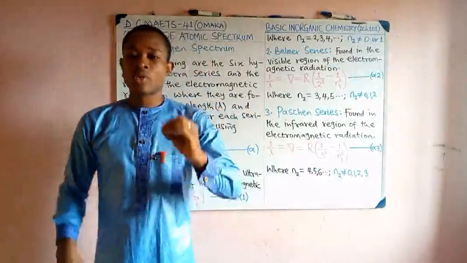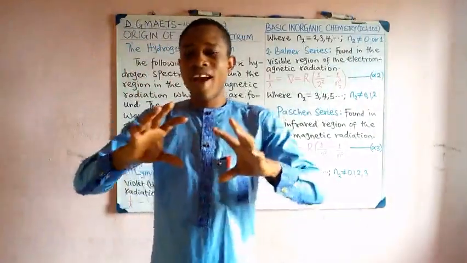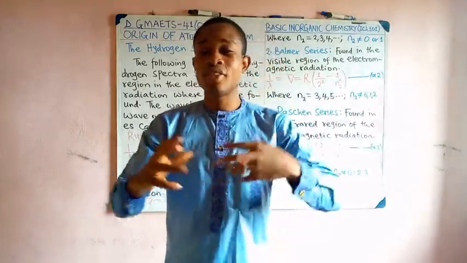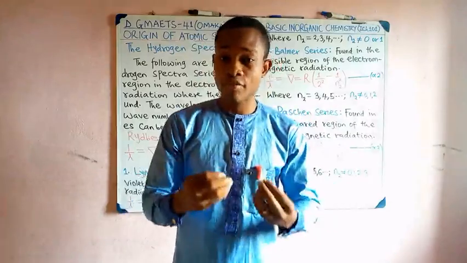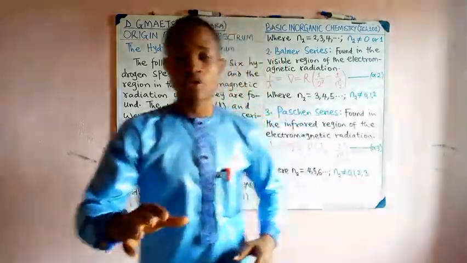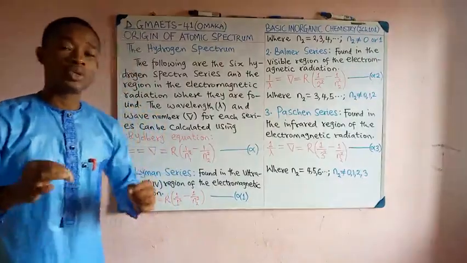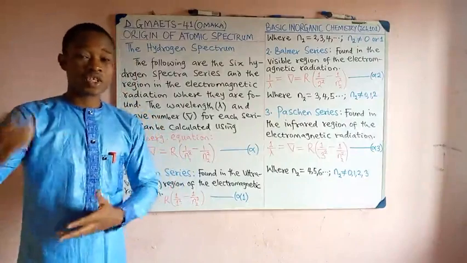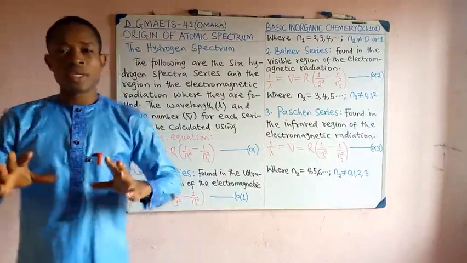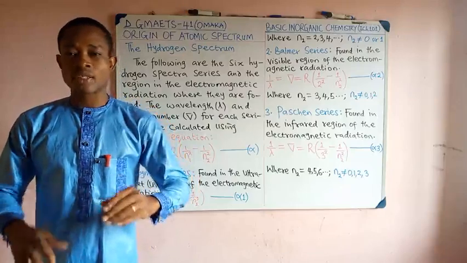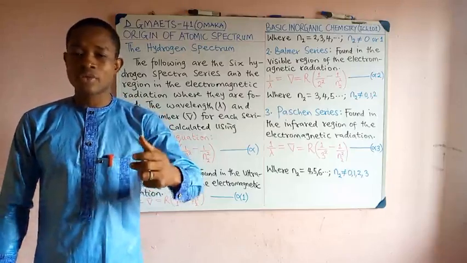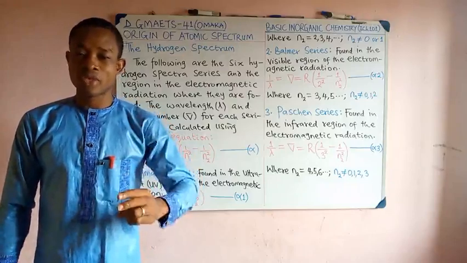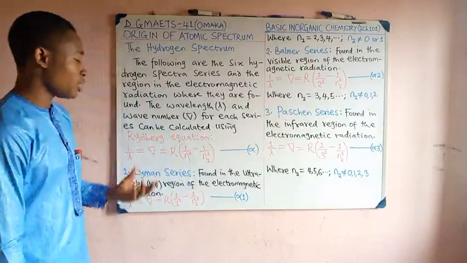In this video, we now want to look at the hydrogen series, the spectrum of hydrogen, and the series that have been discovered and pointed out to us by scientists. We have 6 of them we are going to look at. 3 of them will be considered in this video. The rest 3 will be considered in the next video. It is important for us to know that all these series in the hydrogen spectrum, the wavelength and the wave numbers can be calculated using Rydberg equation.